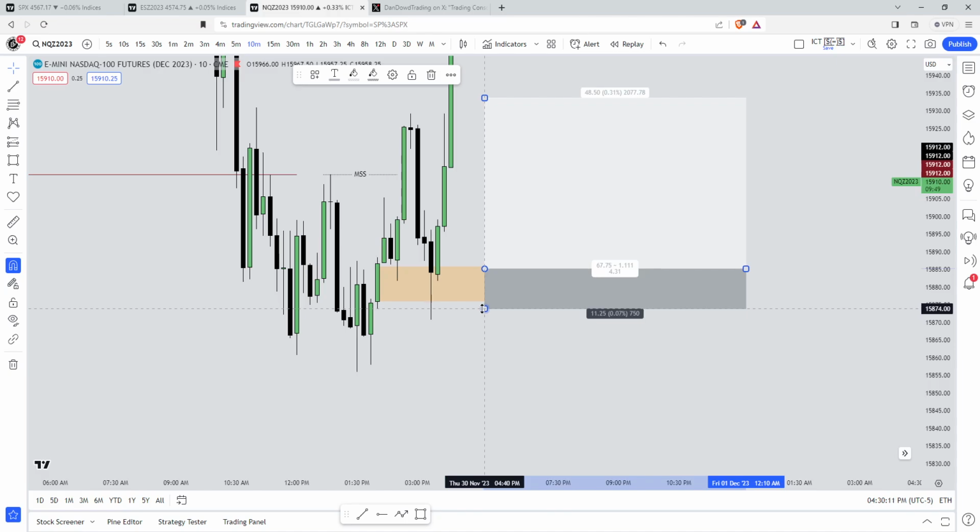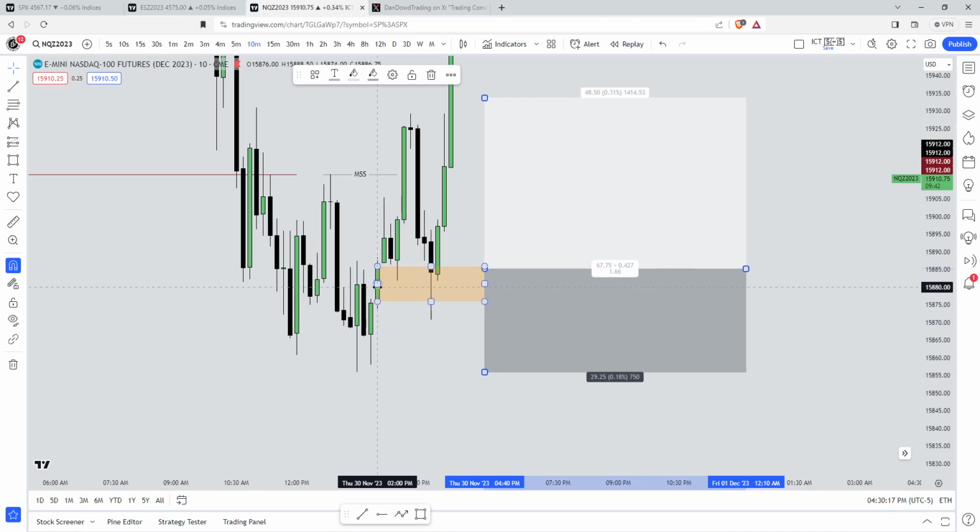So the best place to have your stop is at the swing low or candle number 1 of the fair value gap. So this is candle number 1, this is candle number 2, this is candle number 3, either below candle number 1 or beneath the swing low.